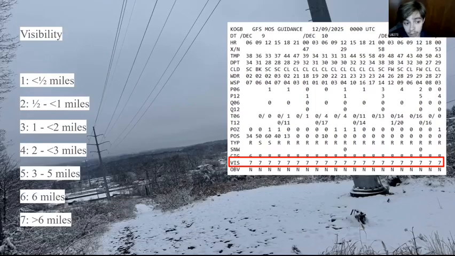Visibility, in statute miles. We can see once again it's categories, but in this case we just have 7s because it's basically maximum. It's like visibility is good.